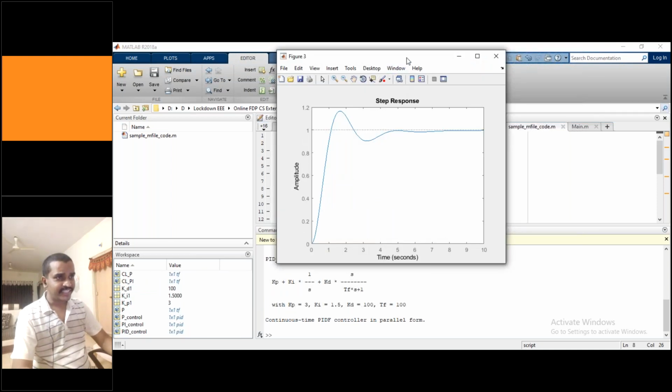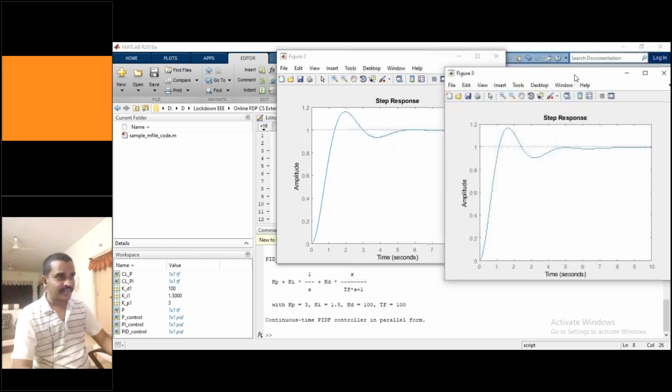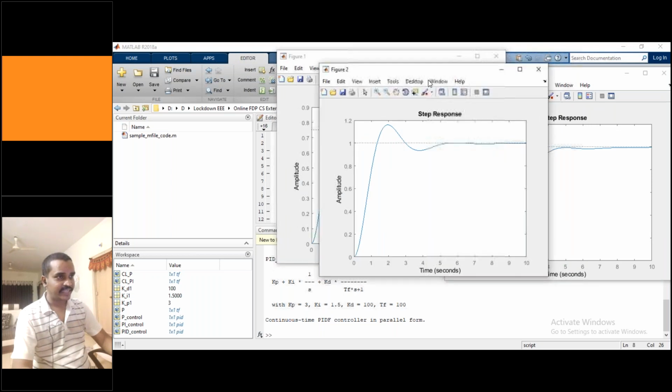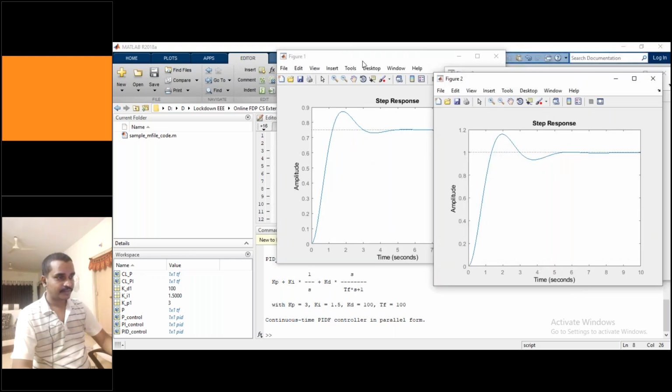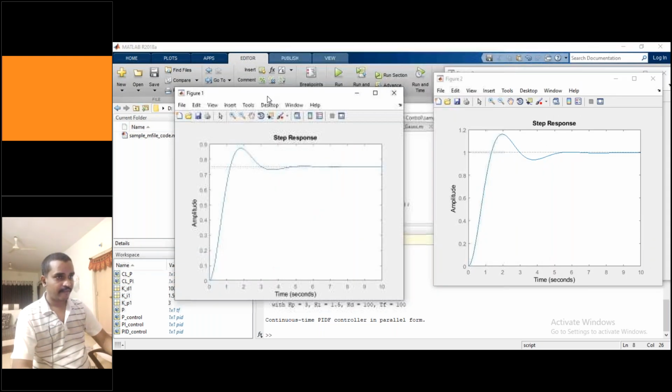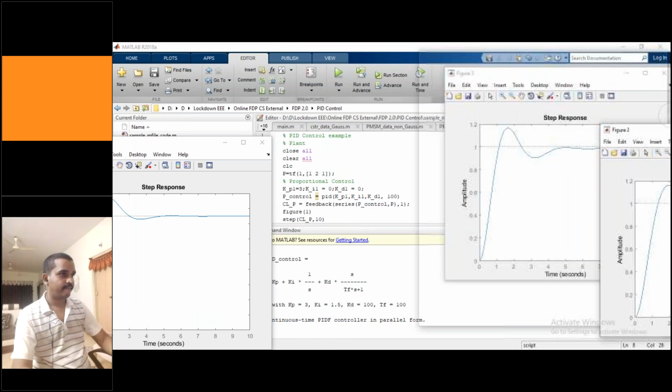So the three results have been generated. First, we'll see the proportional controller, then the proportional integral, and then we will see the third one. I think there is some problem with the sharing. I will share my complete screen now.